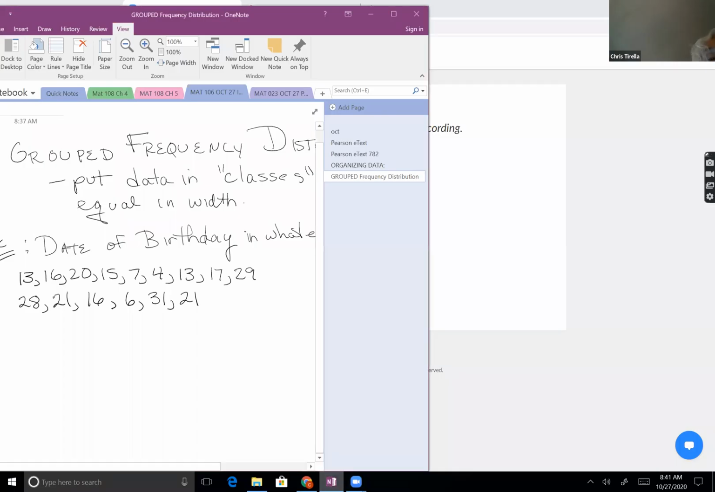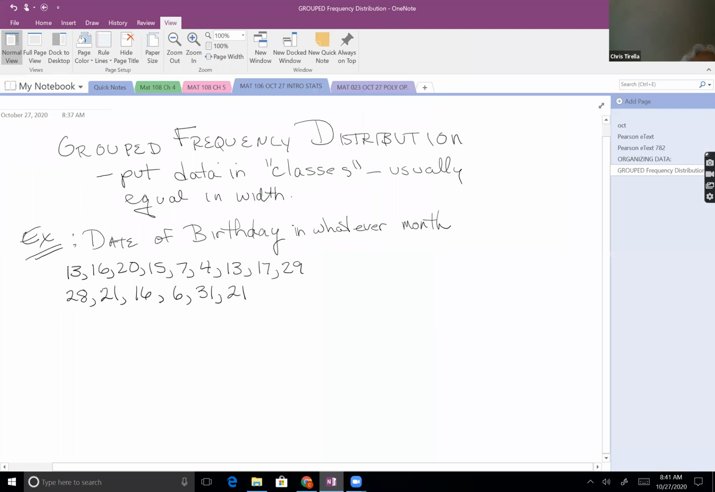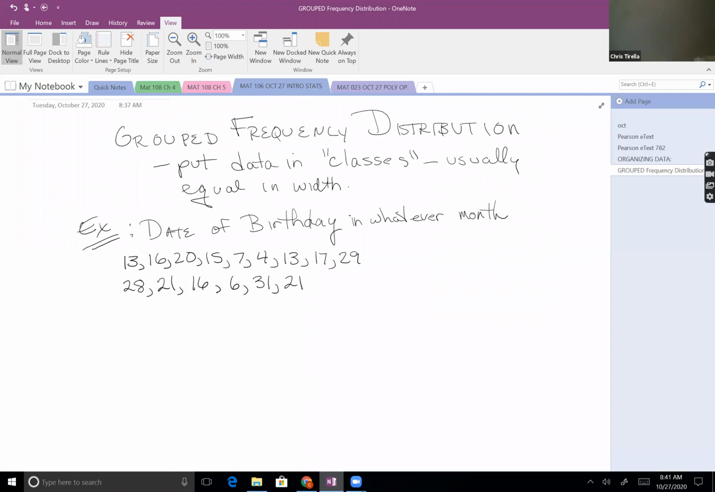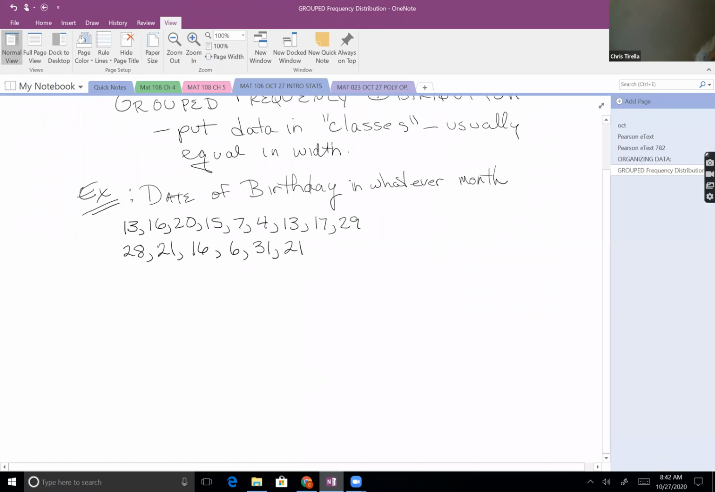Okay. So now I'm going to go back to sharing my screen. And I'm going to go through and make this larger. And so as I look at those numbers, they're kind of a lot more spread out. And so I probably don't want to include every number from 4 to 31. And so I might want to put the data in groups or classes.